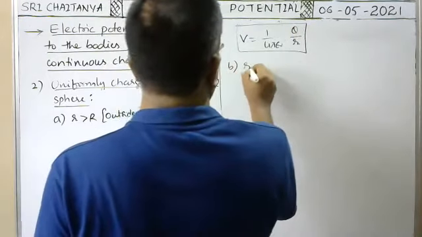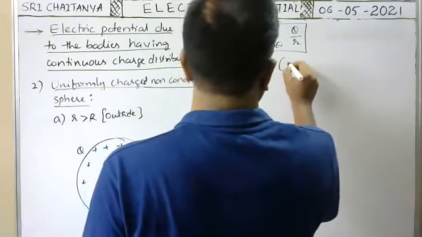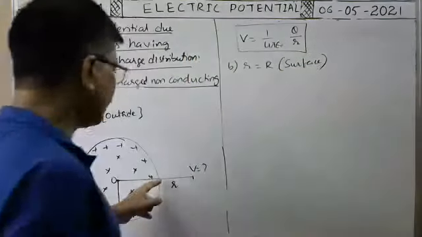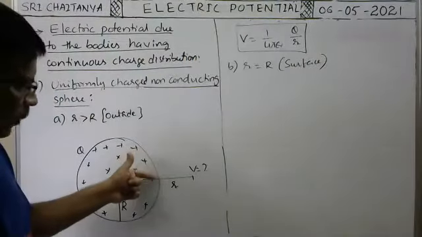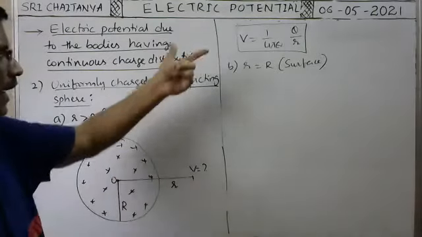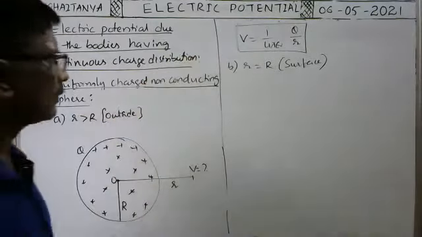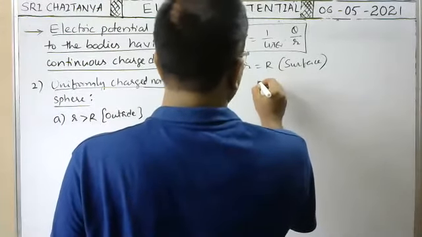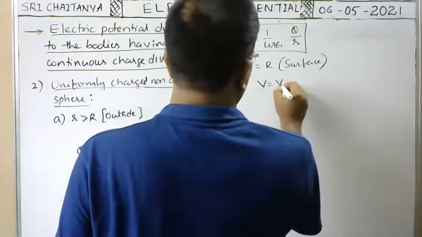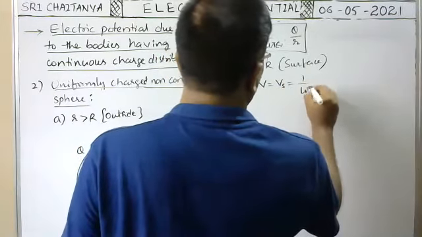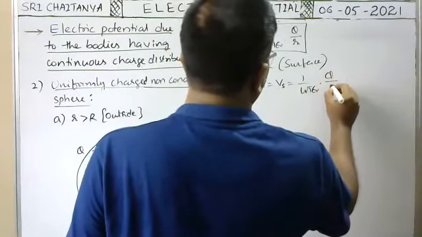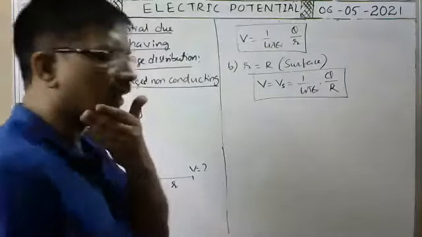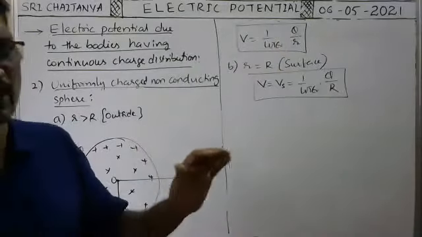Okay, B. When the point where the potential is to be determined lies on the surface of the sphere. Surface of the sphere means that point is also just outside the sphere. So we can use directly this formula, but small r is equal to capital R. You put small r equal to capital R. So on the surface, the electric potential is equal to 1 by 4 pi epsilon naught into charge Q by capital R. This is the electric potential on the surface of the non-conducting sphere. Even in case of conducting sphere, we got the same formula.